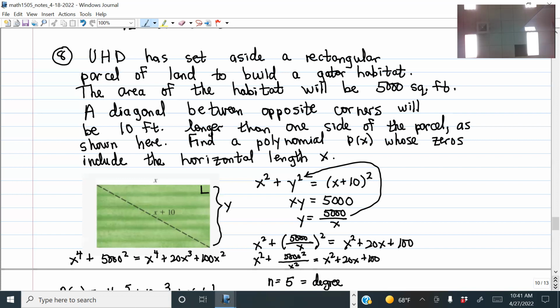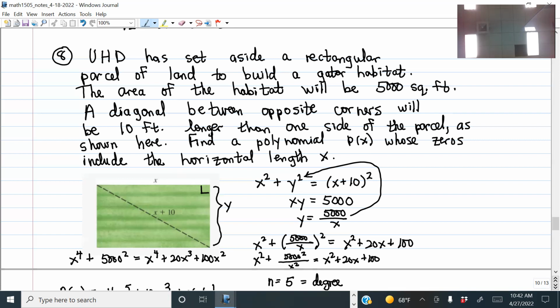So we do have a polynomial equation here, and that's really the answer to the question. Just set this to 0, and you'll have what was asked here. Because you weren't asked to solve this problem. You were just asked to find the polynomial whose zeros include x. So just set this to 0, and you're done.